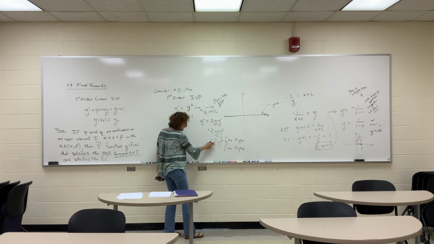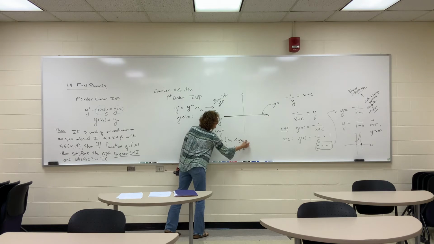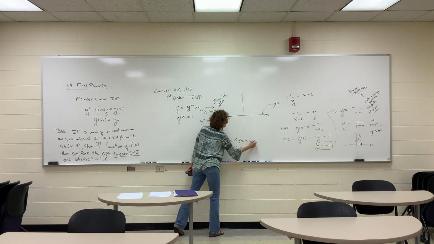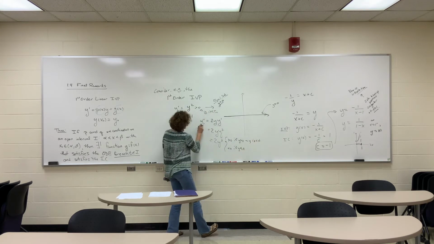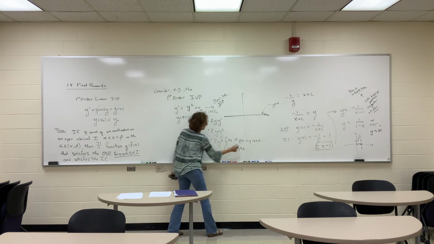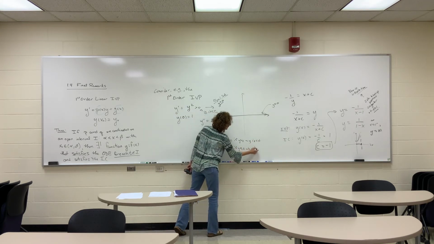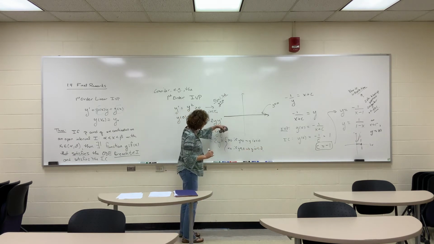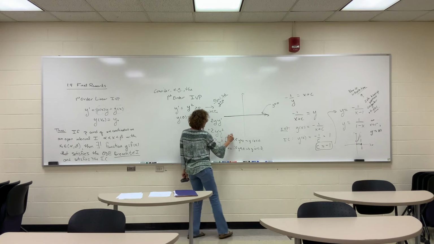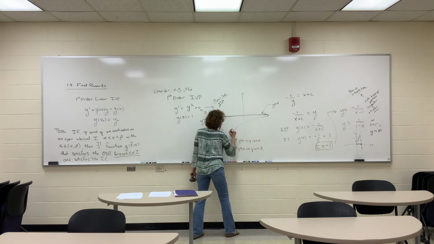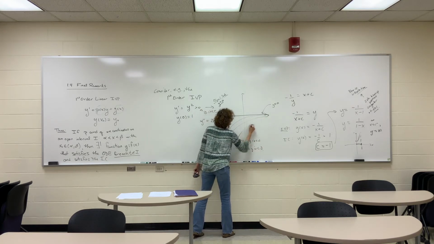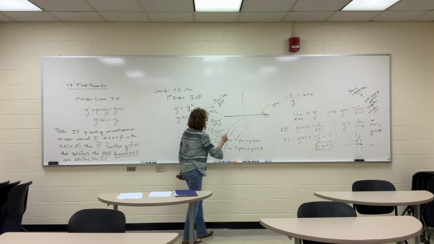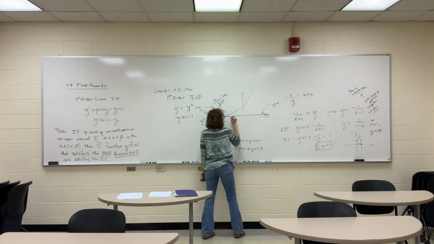And if this is positive, then what does that mean? The second derivative, positive, means y is concave up. And the second derivative, negative, means y is concave down. So solutions are increasing and concave down here, right? And increasing and concave up here.